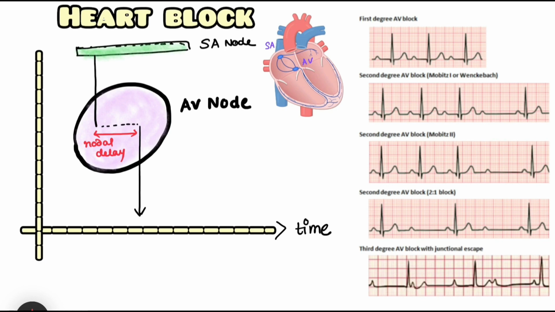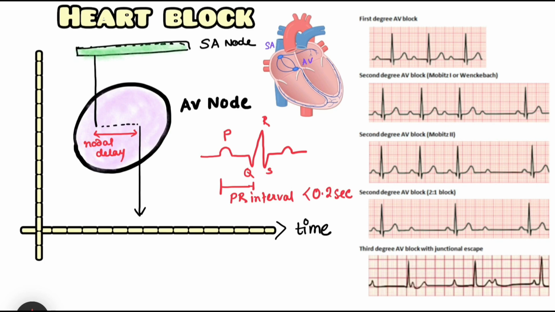This AV nodal delay can be appreciated on an ECG. On an ECG, it is represented by the PR interval. The ECG shows a P wave and then comes the QRS complex. So this is P, this is QRS complex. The P wave represents atrial depolarization, the QRS complex represents ventricular depolarization, and the time duration between those two, the isoelectric part, that is the PR interval, is significant of the AV nodal delay. A normal PR interval is any time less than 0.2 seconds.